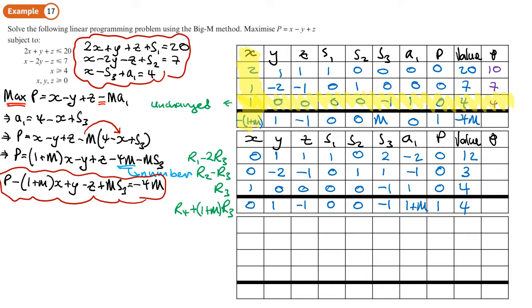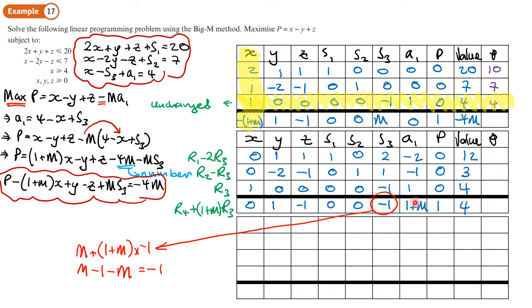Now I just want to talk through how we get the results for a couple of these. So we're going to start with this one here. The old row 4 was m, and we're adding 1 plus m lots of the pivot row value, which is negative 1. So this basically becomes m minus 1 minus m. So you can see that it just becomes negative 1.